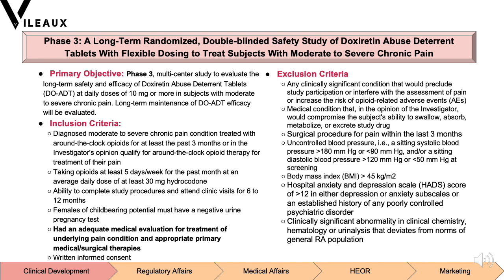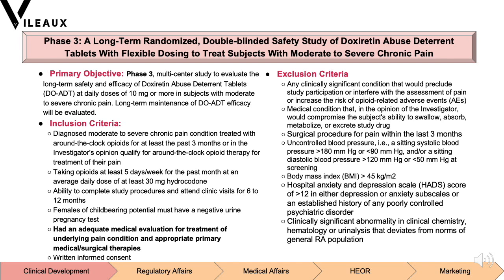Exclusion criteria included patients with any clinically significant condition that would preclude study participation or interfere with the assessment of pain or increase the risk of opioid-related adverse events. Patients with medical conditions that, in the opinion of the investigator, would compromise the subject's ability to swallow, absorb, metabolize, or excrete study drug.